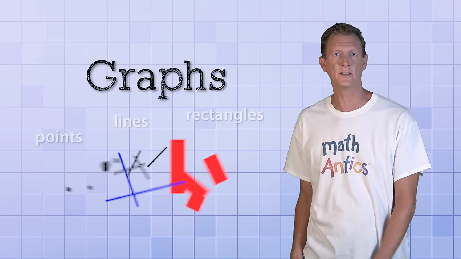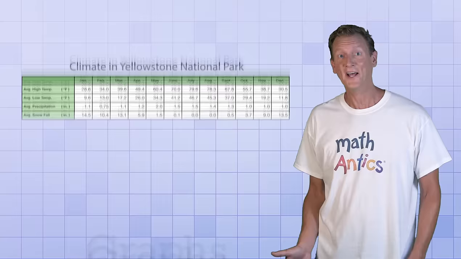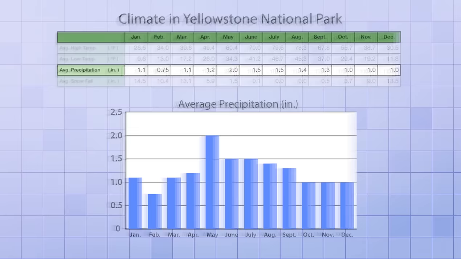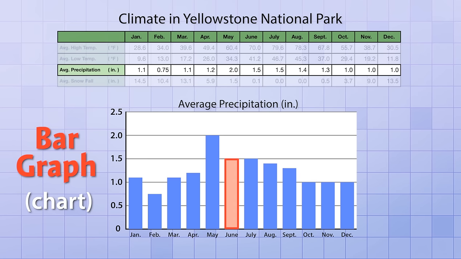To see how helpful graphs can be, let's focus on the row of data that records average precipitation, or rainfall, and see a graph of that data only. This particular type of graph is called a bar graph, or a bar chart, because it uses rectangular bars to represent numeric values.